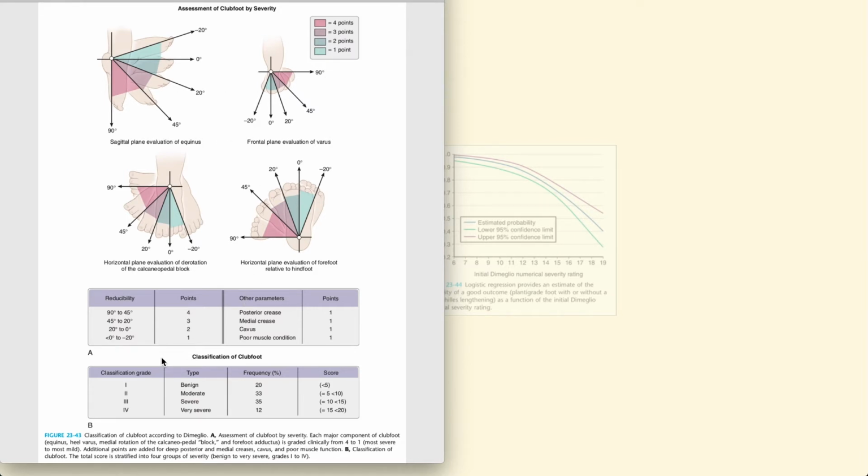Afterwards, there are also additional parameters that need to be added, which are the posterior crease, the medial crease, the cavus, and also the poor muscle condition. If each of these parameters exists, then another point is added. So the addition of these 4 positions plus the other parameters gives you a total score which could be classified into this table here. If the total score is around 5 to 10, then it is considered a moderate deformity. But if it reaches 15 to 20, then it is a very severe deformity.